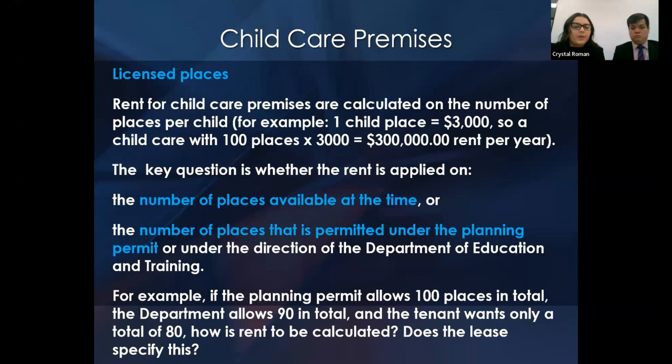So the key question is whether the rent is applied on one of the following. That is, the amount of places permitted under the planning permit, or the amount of places permitted under the direction of the Department of Education and Training, or the amount of places available at the time as the tenant directs. For example, if the planning permit allows 100 places in total, the department allows 90 places in total, and the tenant wants only a total of 80 places, how is the rent calculated? The lease needs to be extremely specific about this, and the rent clause should record the amount of places as determined by the relevant authority. This will alleviate a lot of uncertainty in the future.